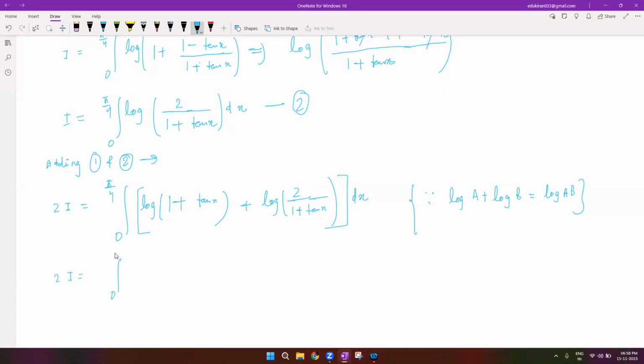2I is equal to the integral from 0 to pi by 4. This becomes log of 1 plus tan x into 2 upon 1 plus tan x. Now you can see that this 1 plus tan x, 1 plus tan x gets cancelled out. So we are only left with log 2, which is a constant. Log 2 is nothing but a constant. You can take that out.